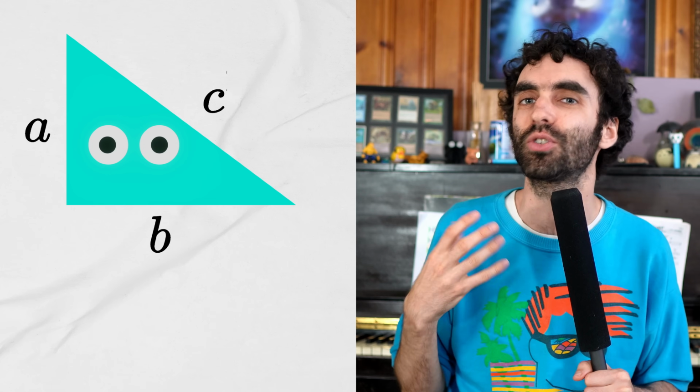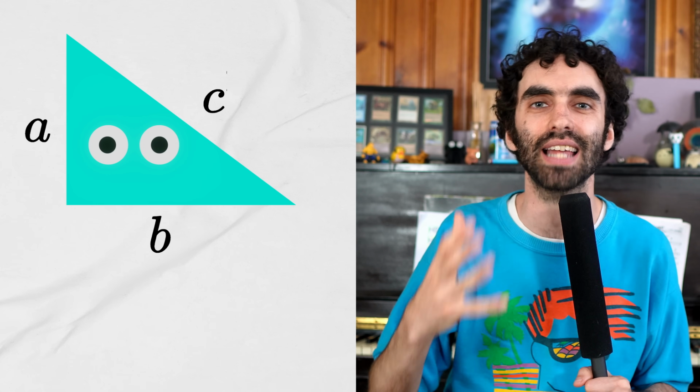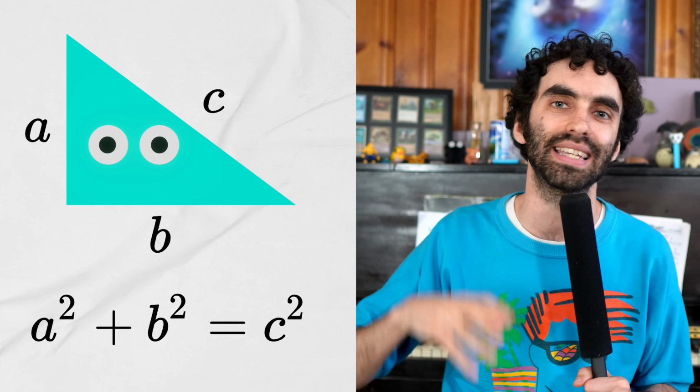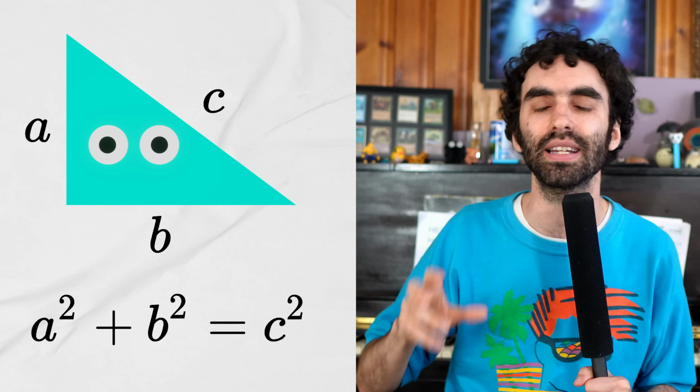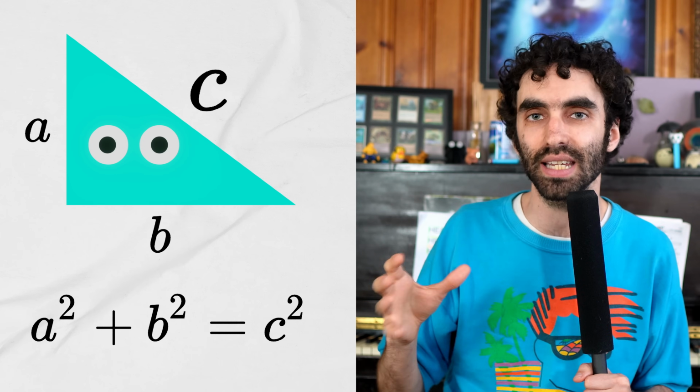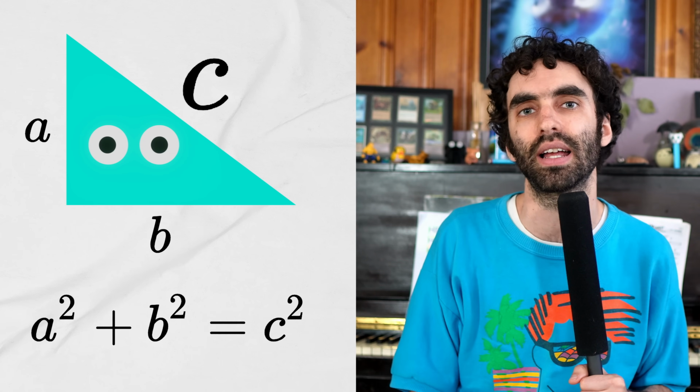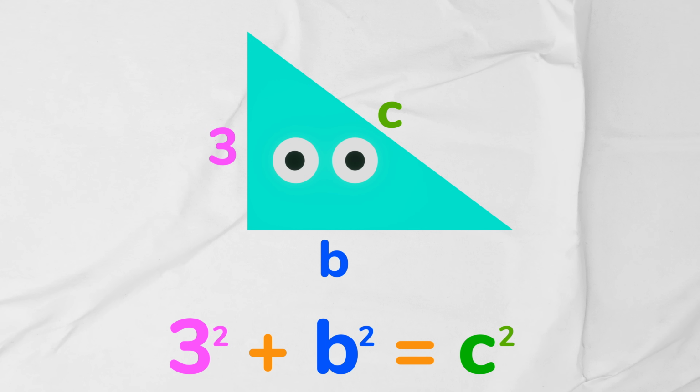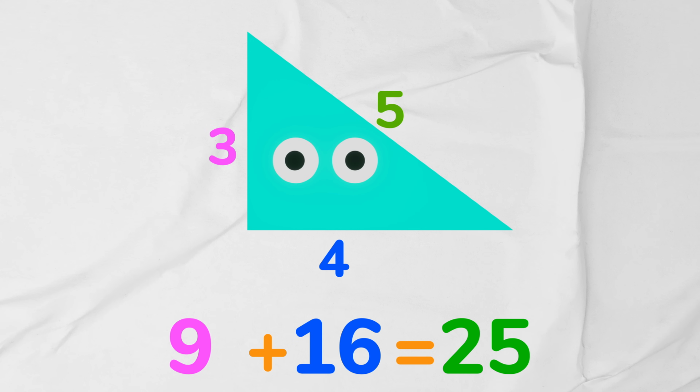The Pythagorean theorem shows the relationship between the three sides of a right triangle as a squared plus b squared equals c squared, where c is the longest side of that triangle. So if the a side is 3 units long and the b side is 4 units long, the c side will be 5 units long.